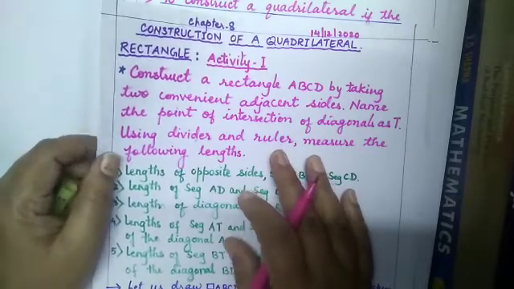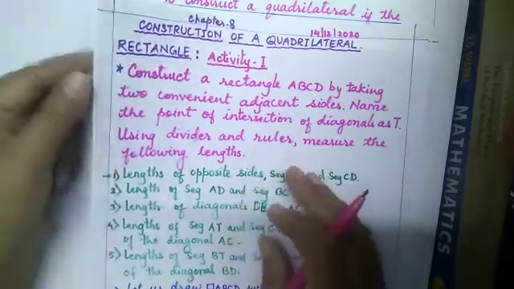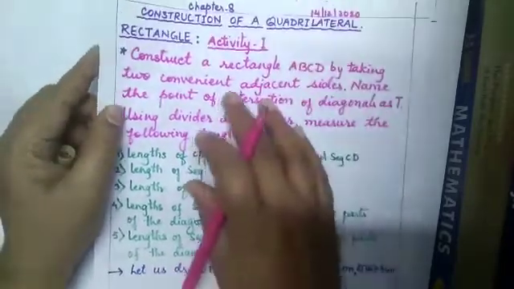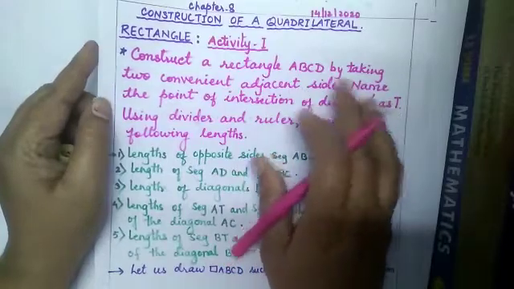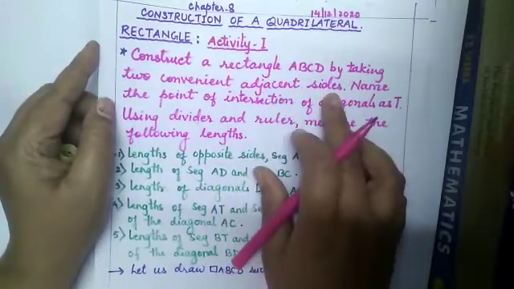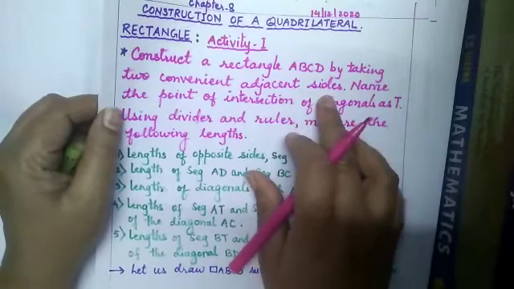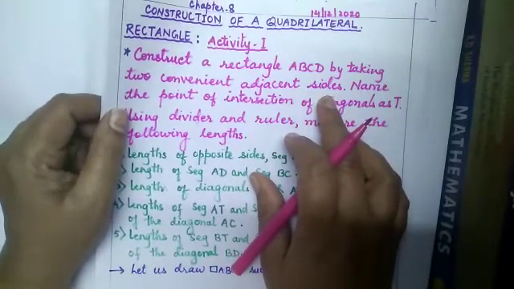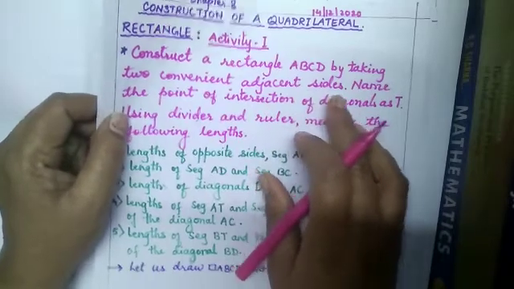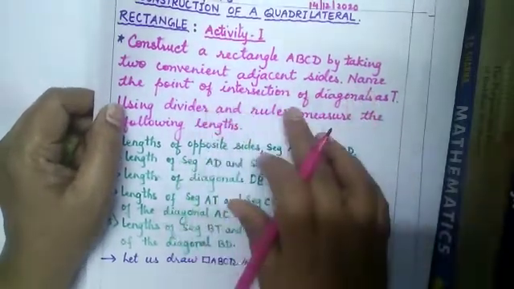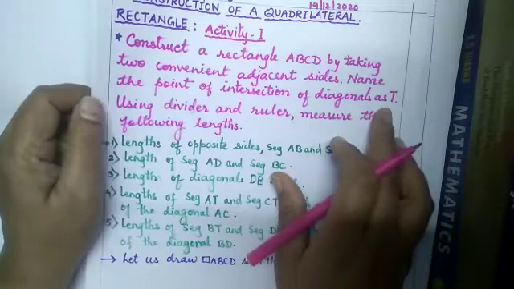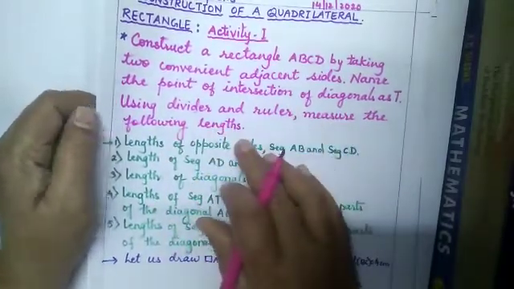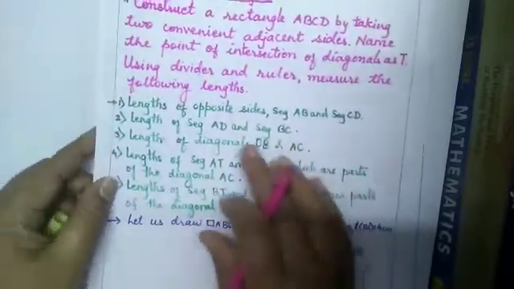So you will open the page and see activity 1. The rectangle activity is given as: construct a rectangle ABCD by taking two convenient adjacent sides. Convenient adjacent sides means you take the lengths of the sides as you wish, whatever measures you want to take. Name the point of intersection of diagonals as T, and using divider and ruler measure the following lengths. So the steps are given over there.